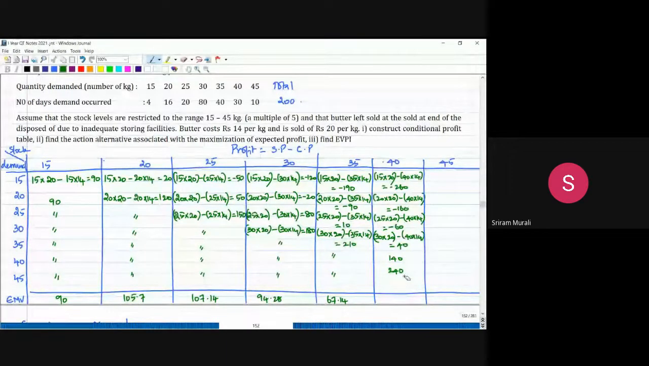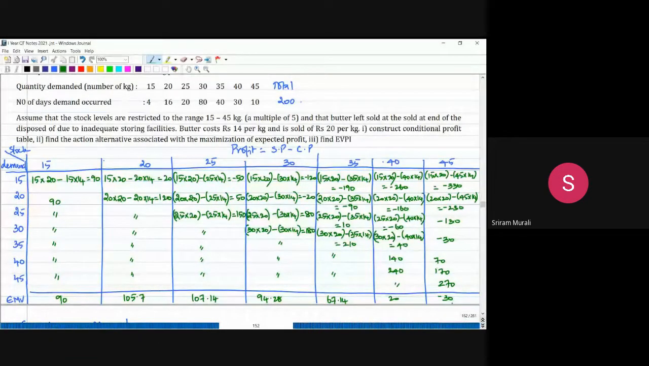It is also 240. And this one will be 15 into 20 minus 45 into 14. This is equal to minus 330. It is 20 into 20 minus 45 into 14. That is equal to minus 230. This will be minus 130. This is minus 30. This is 70. 170, at last 270. These two averages are 20 and minus 30.